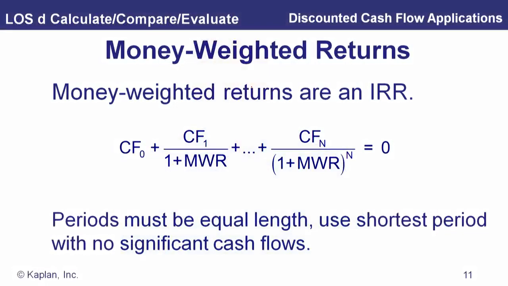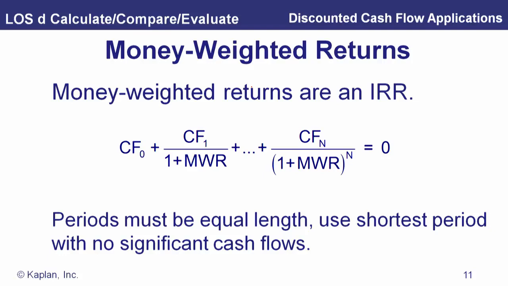For the money-weighted rate of returns, this is an internal rate of return measure. So we're going to look at the cash flows into the account. So the beginning value would be an inflow into the account. And any additions would be positive cash flows. Any withdrawals from the account would be negative. And we're going to calculate the internal rate of return for these.